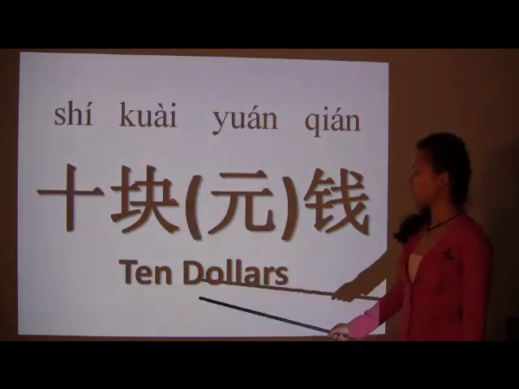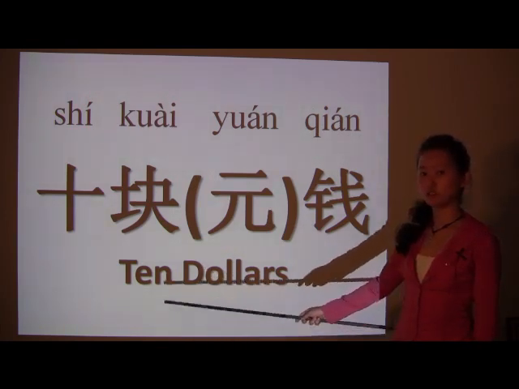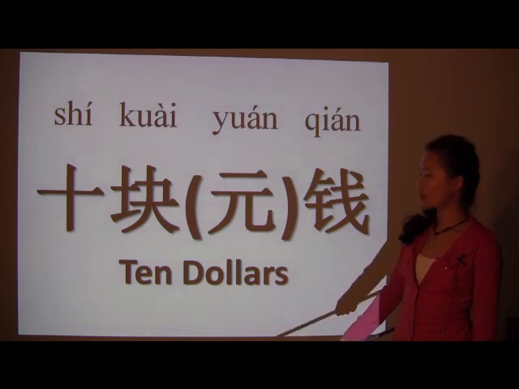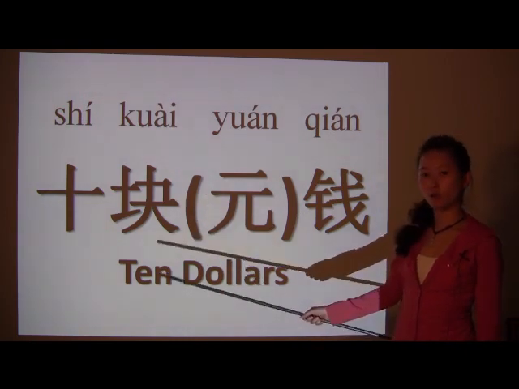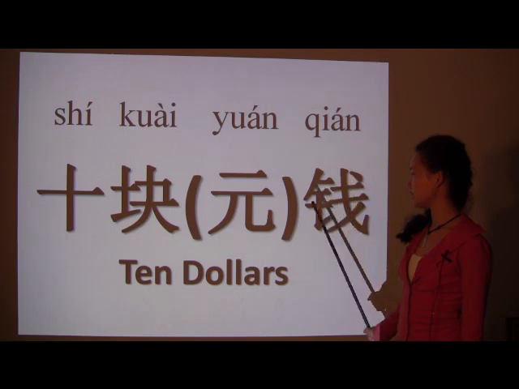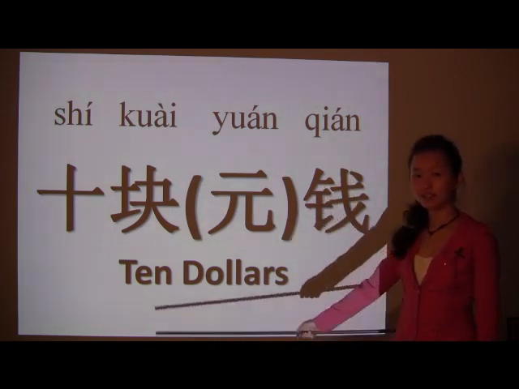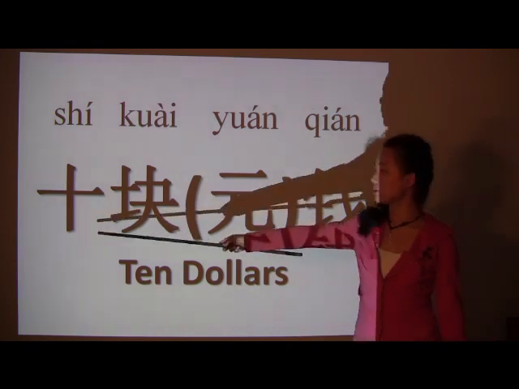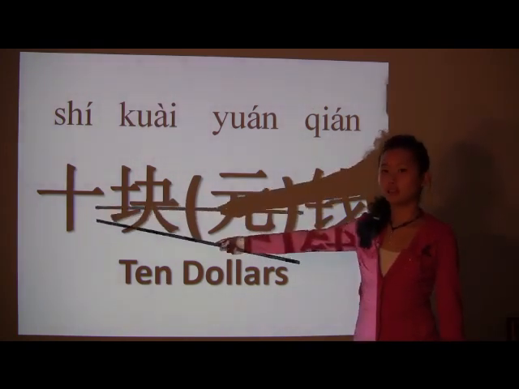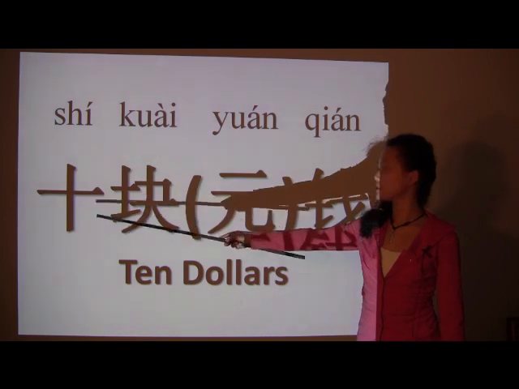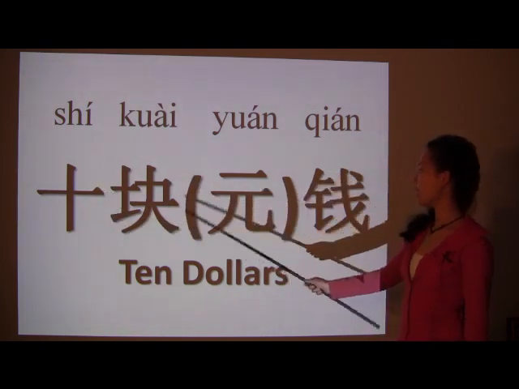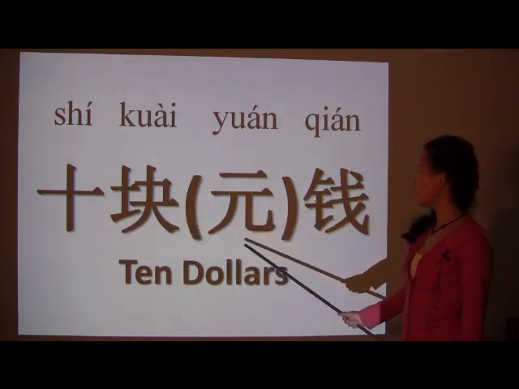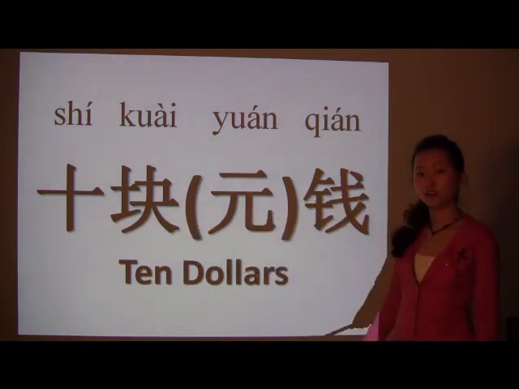Now, to change the amount of money you have, you just change the number that you put before it. So before it was 一块 or 一元钱. If you want to say $10, all you have to do is change what number you put. So you'd say 10块钱 or 10元钱 for $10.